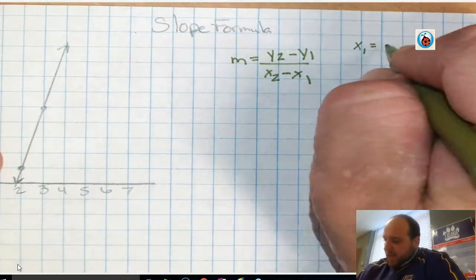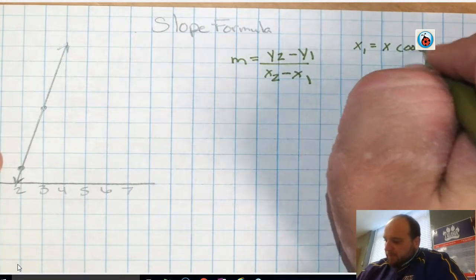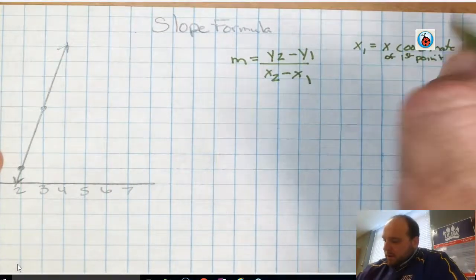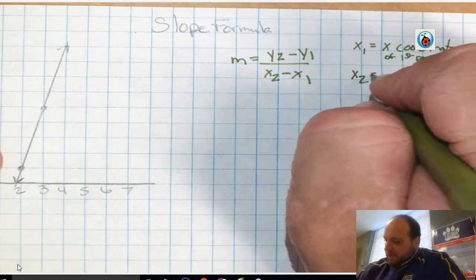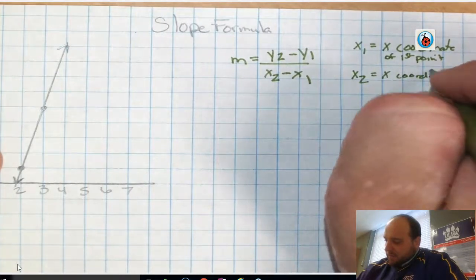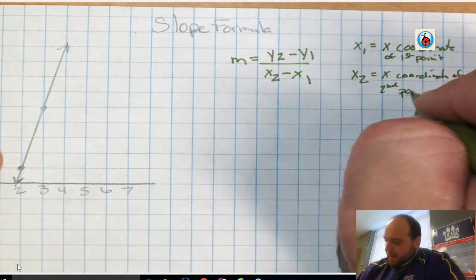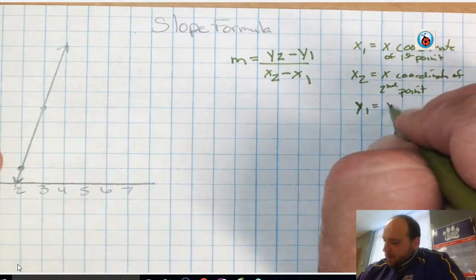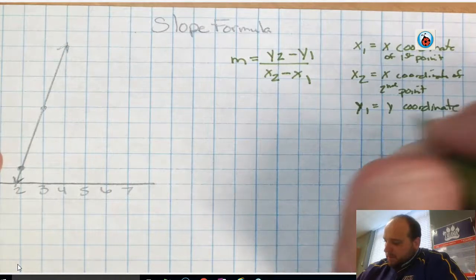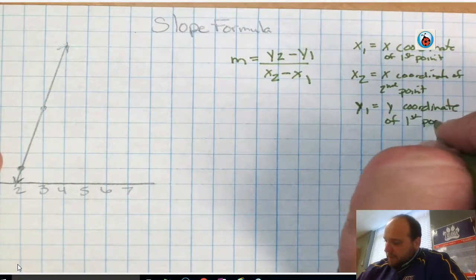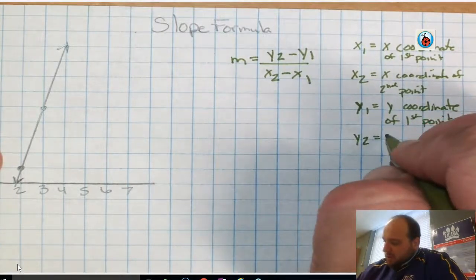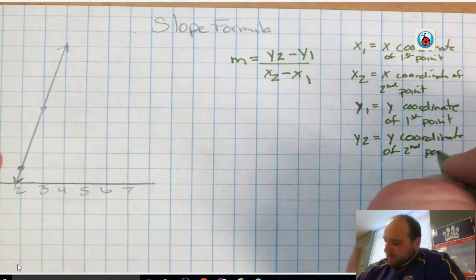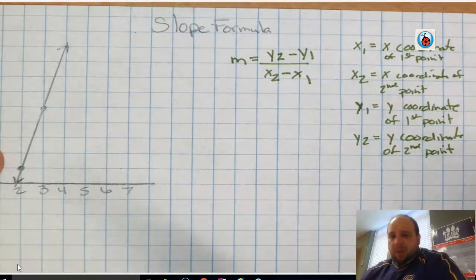x1 is the x-coordinate of the first point. x2 is the x-coordinate of the second point. y1 is the y-coordinate of the first point, and y2 is the y-coordinate for the second point. Okay, so we need to keep that in mind as we're solving these, okay?